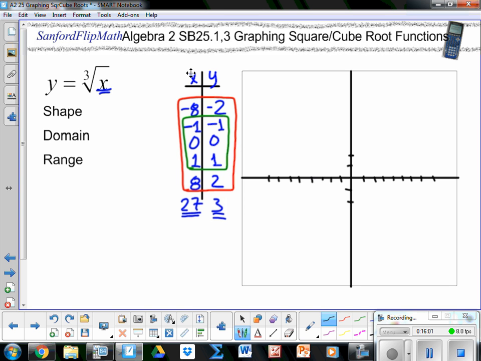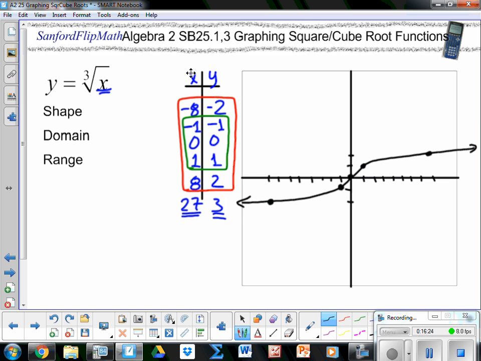Okay, so negative 8, negative 2 would be here. Negative 2, negative 1, sorry. 0, 0, 1, 1, 8, 2. And what we're looking at is this.